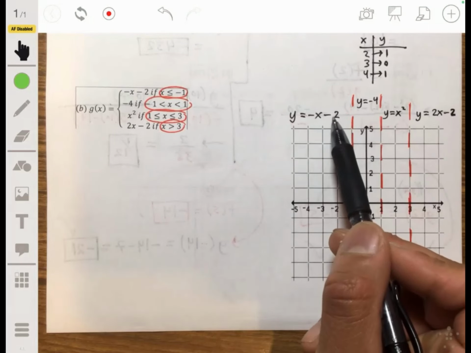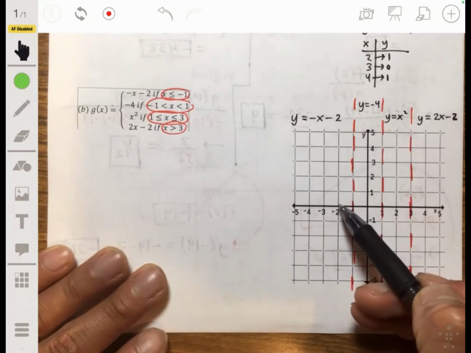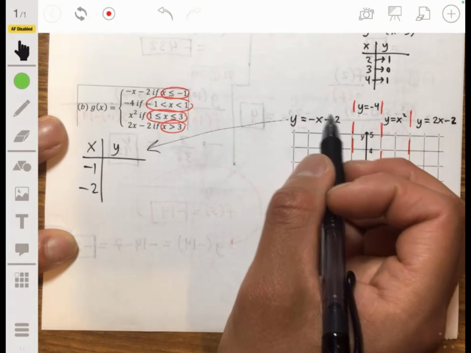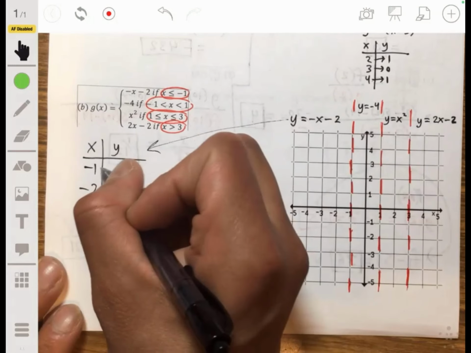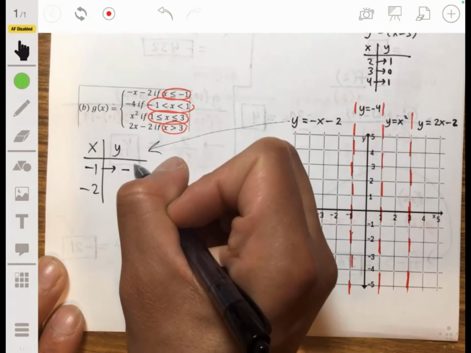Now this is a linear equation, so you know it's going to be a straight line. So then just plug in 2 points. I would just plug in -1 and like -2. So let's go ahead and do that. If x is -1, plug in -1 into here, it will be -1 times -1, so it'll be 1, 1 minus 2. This will give us -1. So we're going to have a point at (-1, -1).